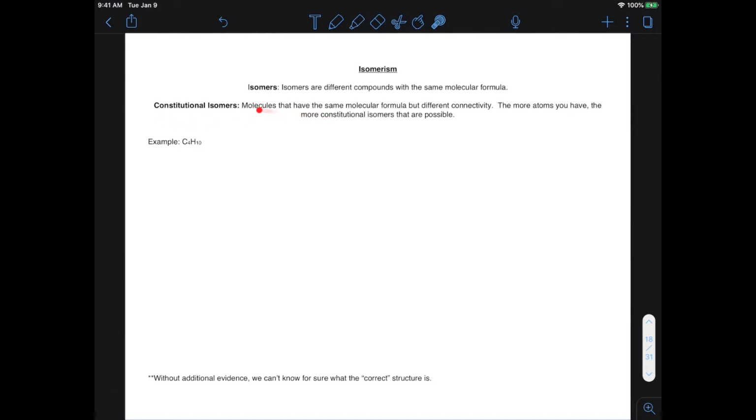So these are molecules that have the same molecular formula, but they differ in their connectivity. The more atoms we have, the more constitutional isomers that are possible. So without talking about it too much, let's just go right into an example here of this organic molecule with 4 carbons. And for the most part, for all those molecules, there are different ways to draw them. So let's go ahead and draw this molecule, and I'm going to do it in Lewis structure fashion, just to keep things kind of simple for now.